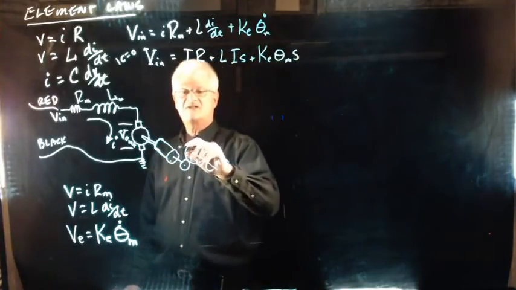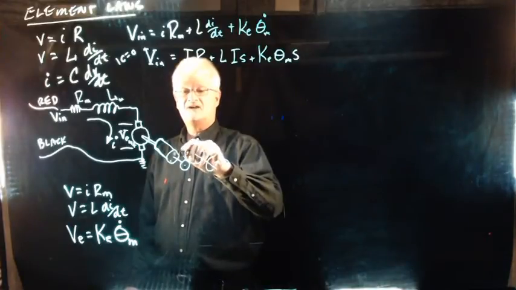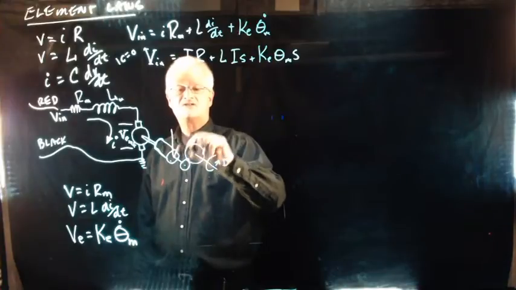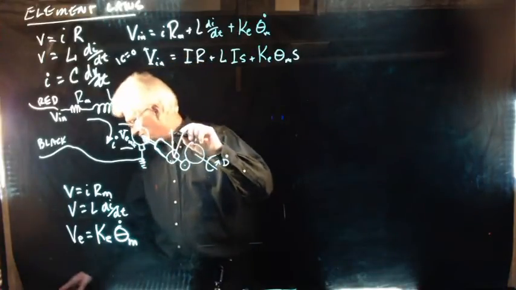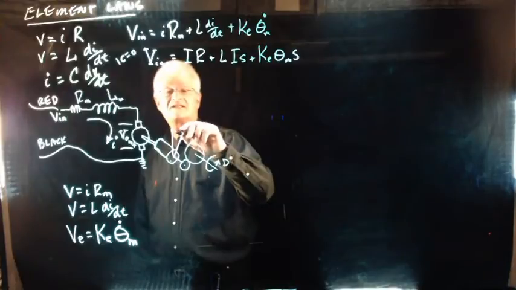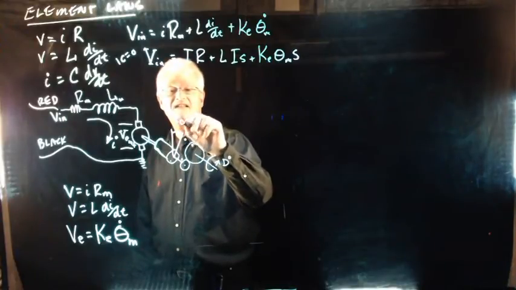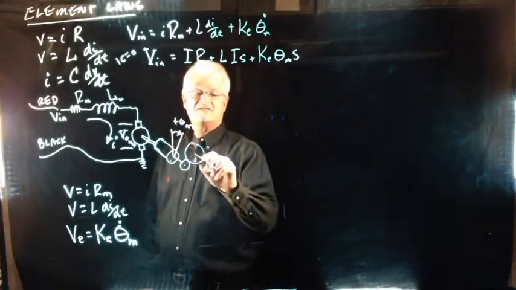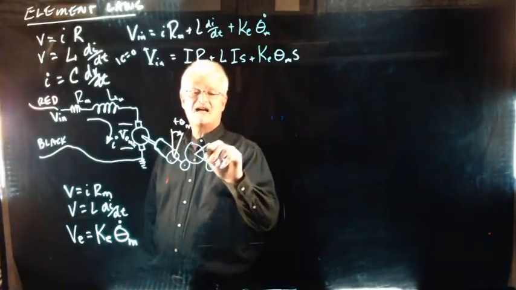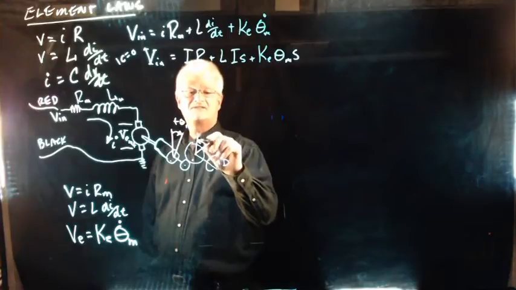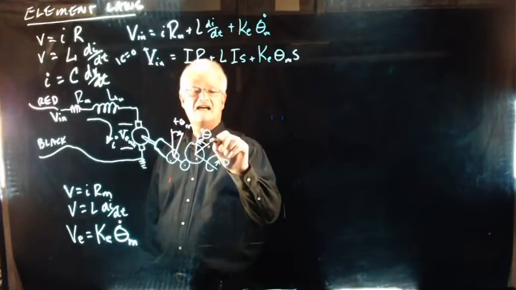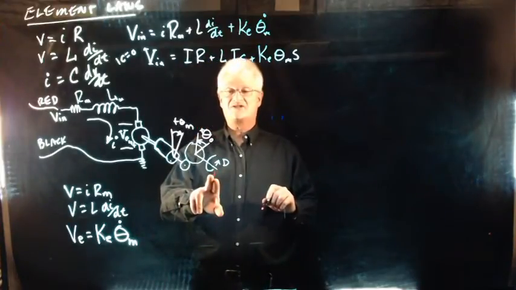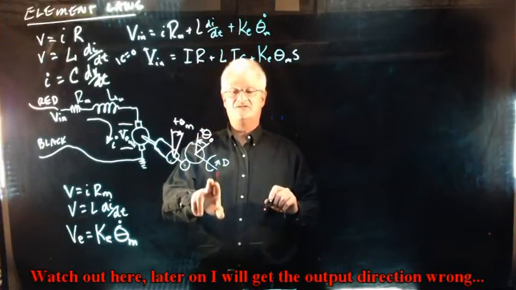Now let me make sure that we define our datums here. I'm going to get some different colors and see if those come out very well. I'm going to say that this is plus theta M, so the motor goes in that direction. If the motor goes in that direction, then this output gear is going to go in the opposite direction. So this is plus theta out, the output direction. And it's a good thing I chose the direction of the disturbance in the right sense.